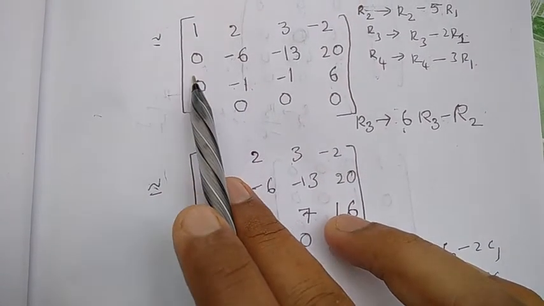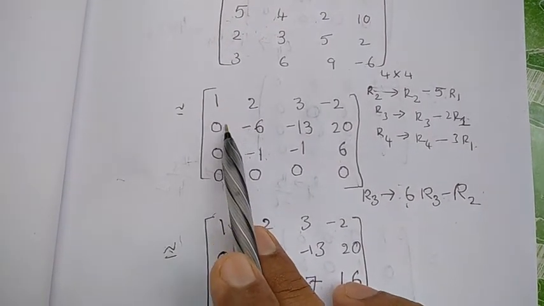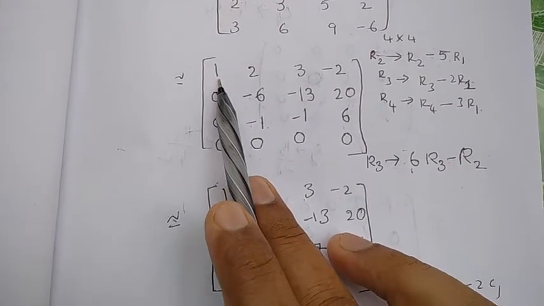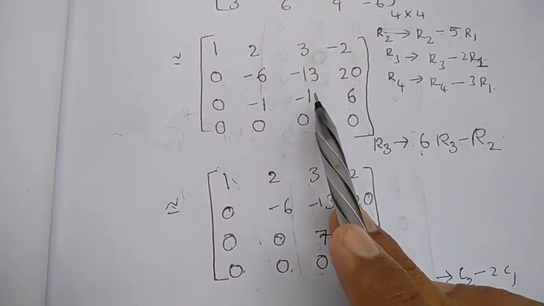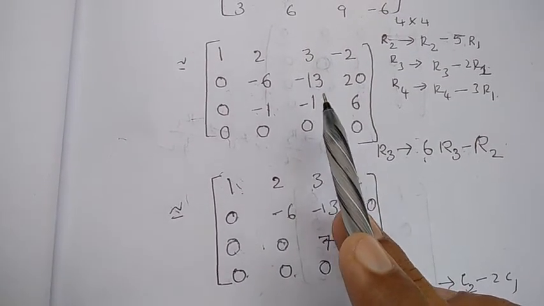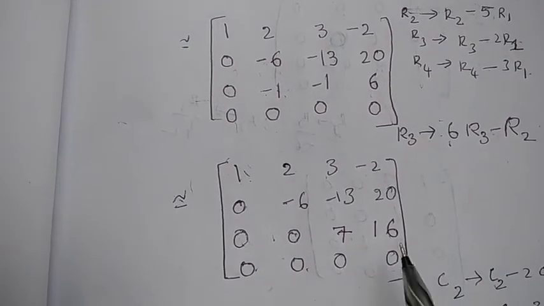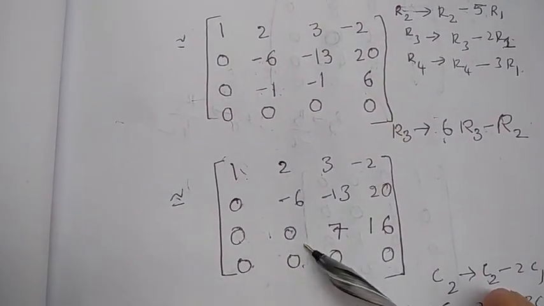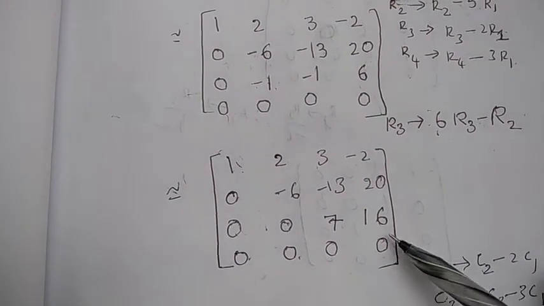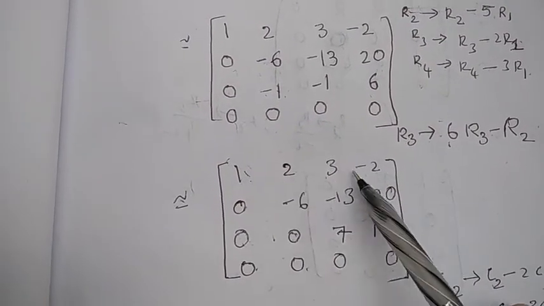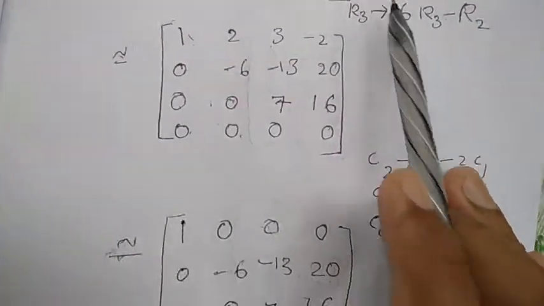Better remember: if you want to convert the positions below A11 to 0, use A11 only. If you want to convert below A22, use A22 only. If you want to convert below A33, use A33 only. Up to this step, we converted below A11, below A22, below A33. A44 already has nothing below it. The next step is to convert the right side of A11, A22, A33. For the right side you need to use column operations.